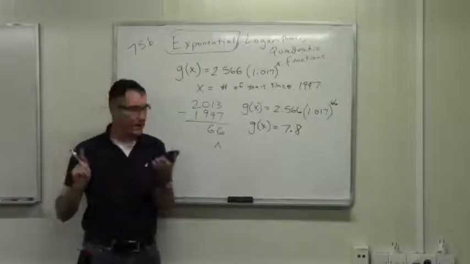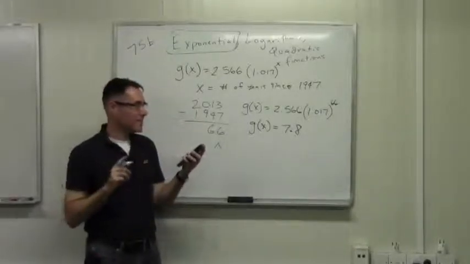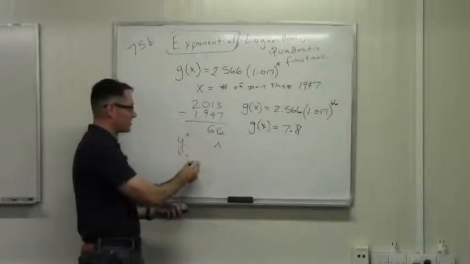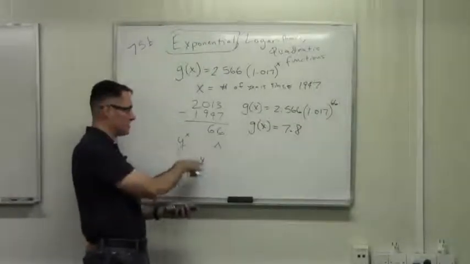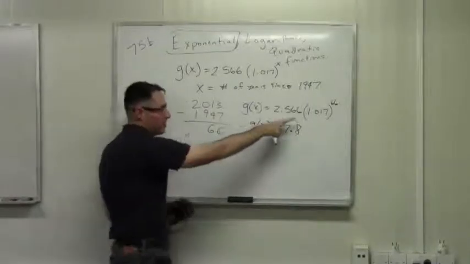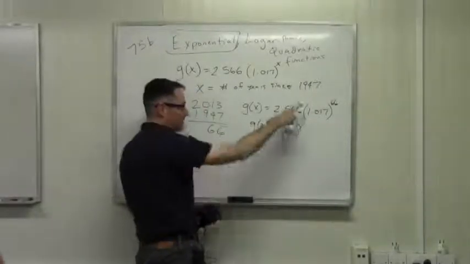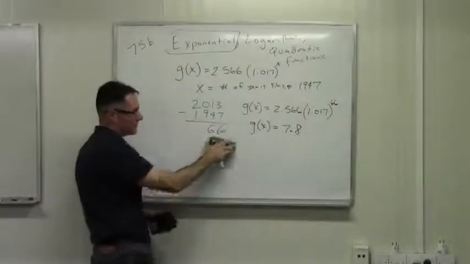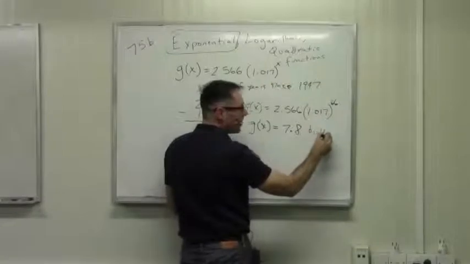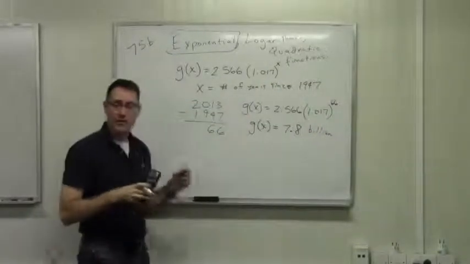If you didn't get that, you got to figure out how to do it on your calculator. Some of the calculators have y raised to the x or x raised to the y button. First you type the number, then you type that button, then you type the other number. Like it would be 1.017, then that button, then the other number. It's kind of the same thing as the caret. OK, 7.8 billion people. So that's not too bad. That's a pretty good estimate, actually.